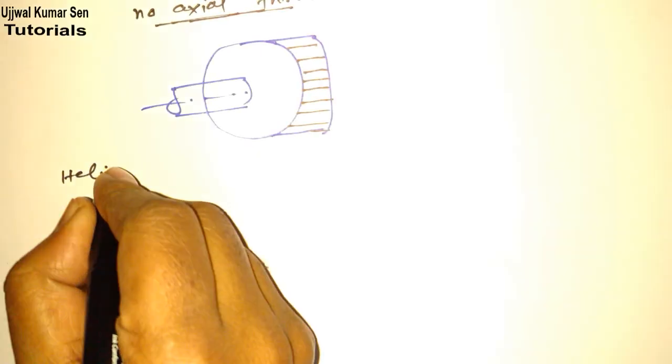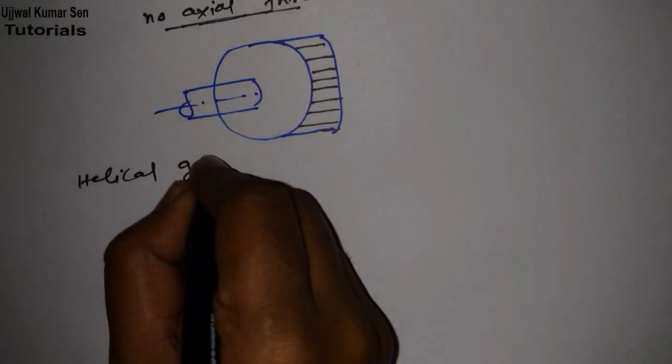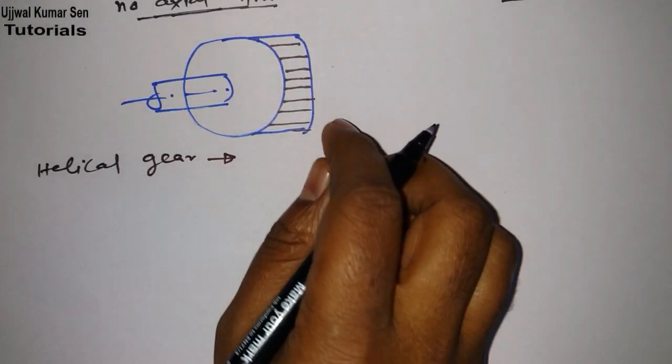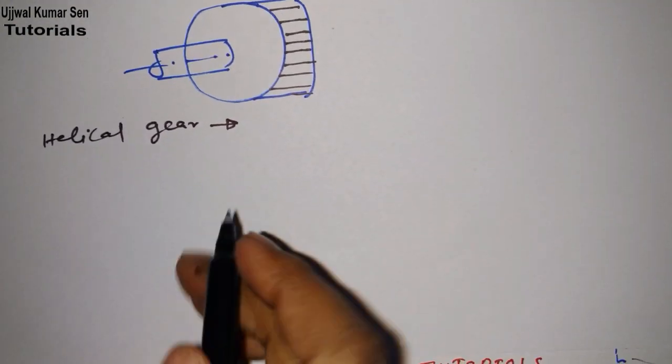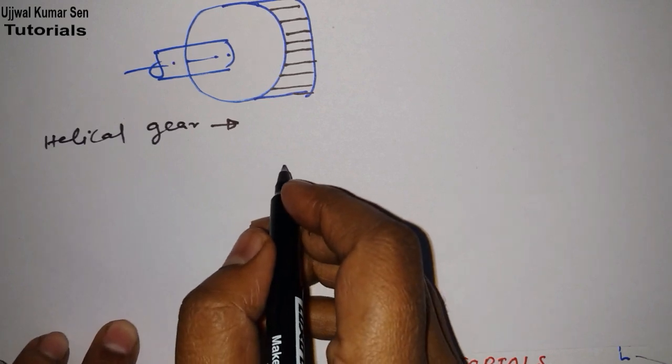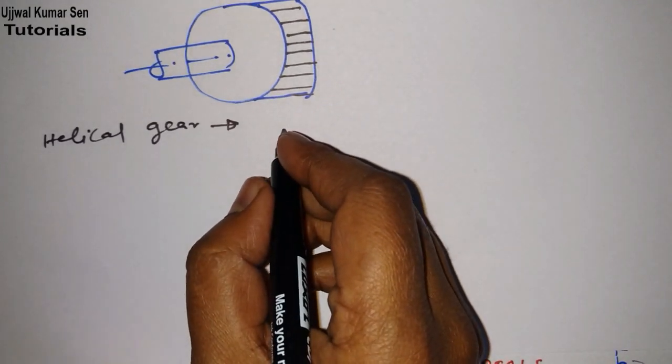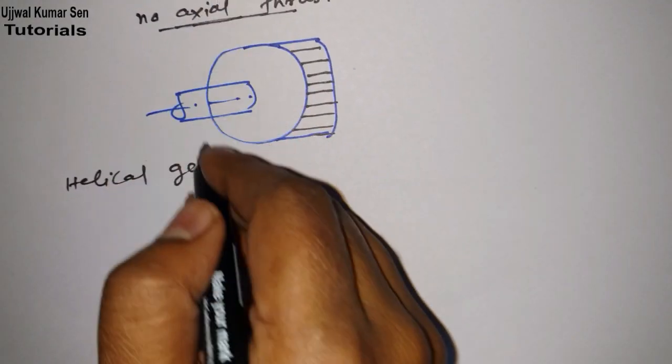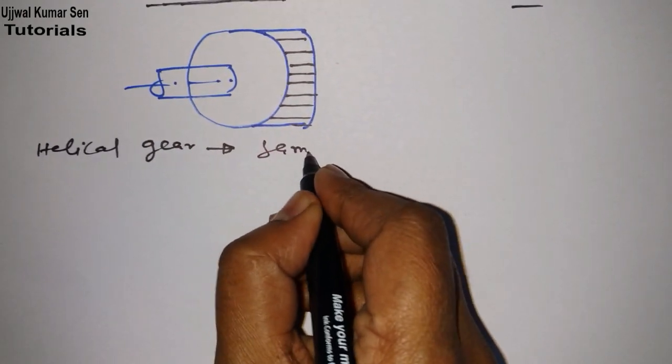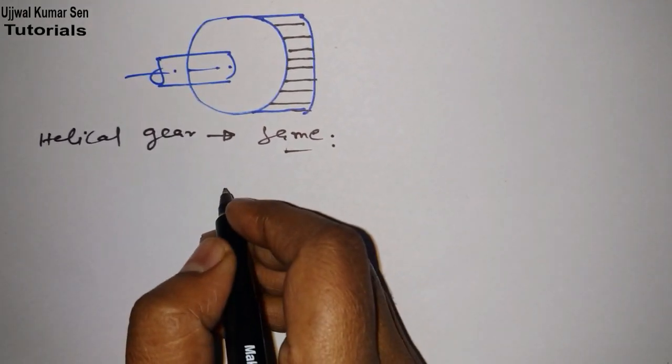So we'll go for the next gear, that is helical gear. So what is basically a helical gear? Let me share the definition. If you ask how this relates to the spur gear, it is the same as the spur gear, but where is the difference?